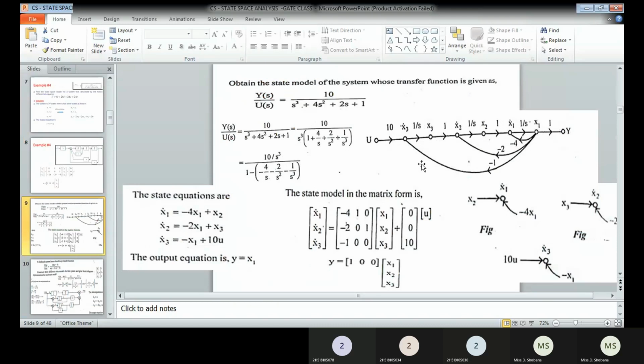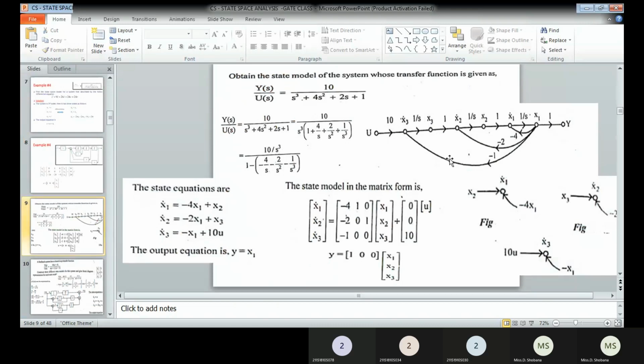So now we are going to take the state equation node. In this particular node where the signals are coming, you have to check and add all those signals, and then you will get a state equation. That's all. So if you take x3 dot, a signal is coming from u, 10 into u. The other signal is coming from the x1 node, with branch gain minus, so minus x1.